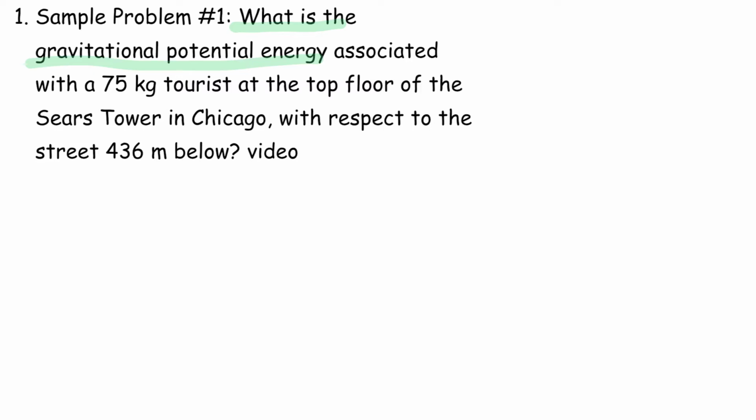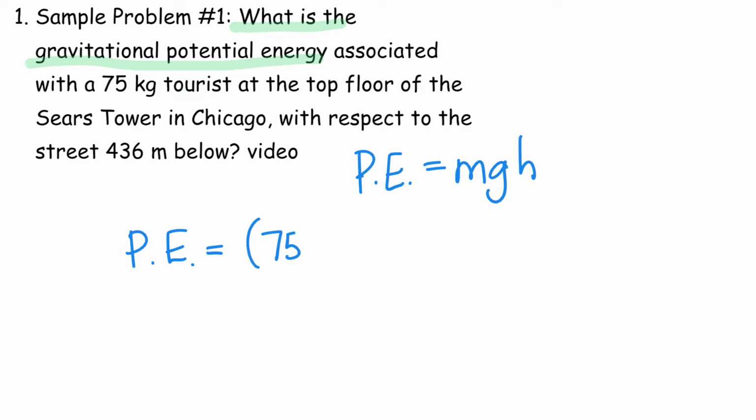Potential energy equals mgh. And now I'm going to plug in my formula with units. The mass of the person is 75 kilograms.